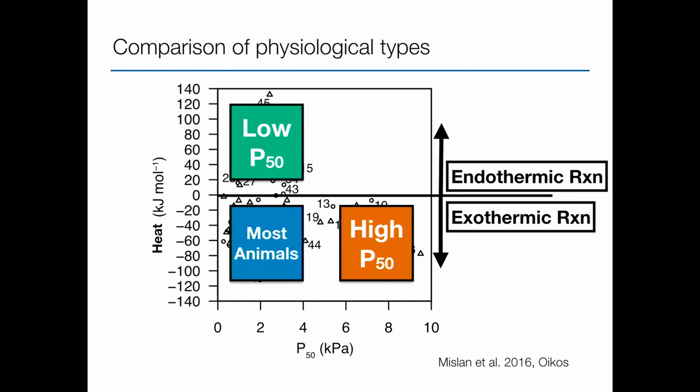But I will, in all the slides, point out which one is the most animals one, this one down in this quadrant. So you have an idea of what most animals are, and the other two are talking more about outliers.